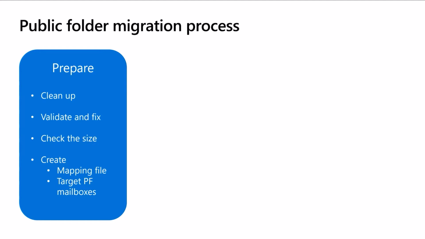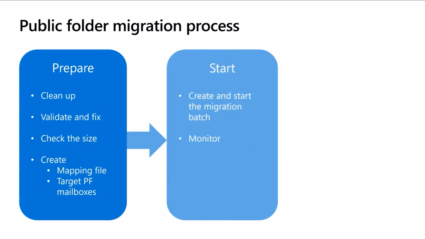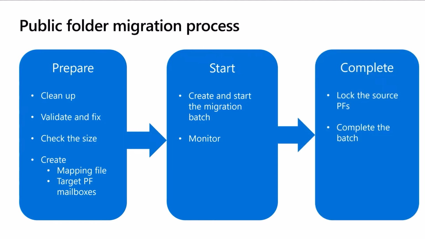Once all the preparatory steps are completed, you will create a migration batch using mapping file created earlier and start the migration batch. At this stage, both on-premises as well as Exchange Online users will continue having access to public folders. In the final step, you lock the public folders at source and complete the batch. The public folders at Exchange Online will be unlocked once the migration batch completes successfully.